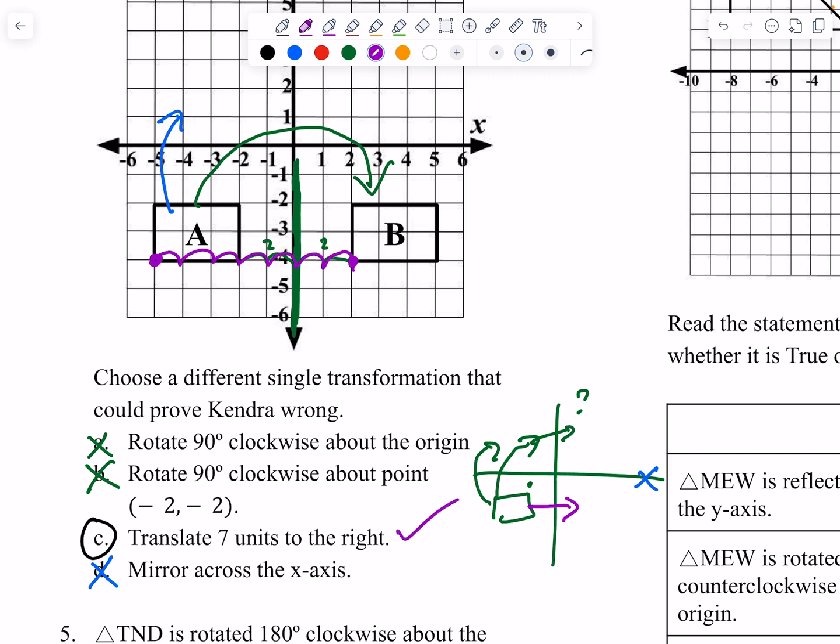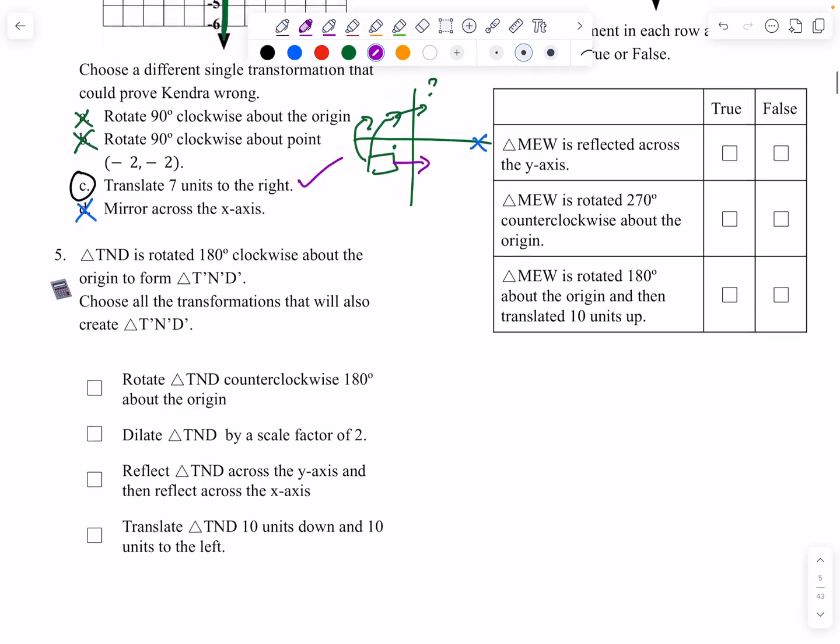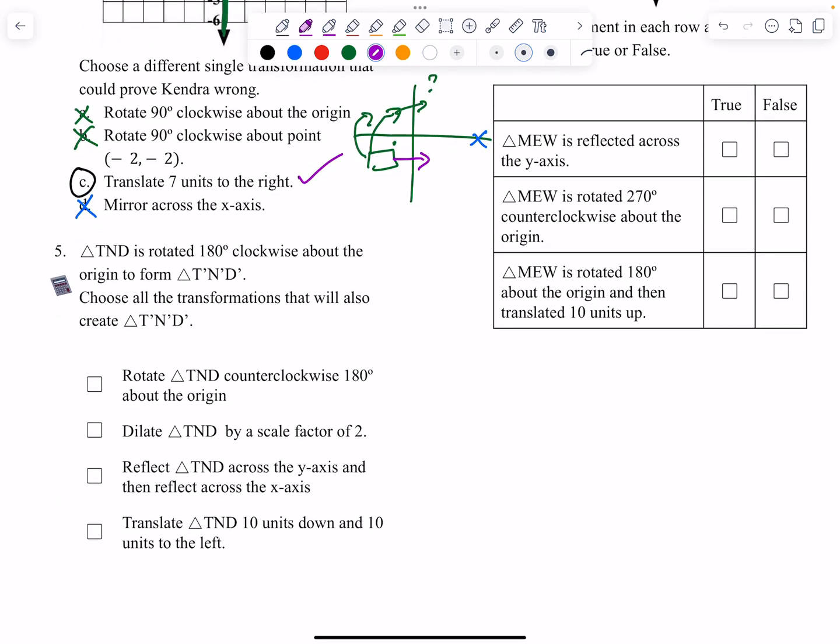So yes, it was 7 to the right. All right, triangle TND is rotated 180 degrees clockwise about the origin. Will form triangle TND prime. Choose all the transformations that will also create TND prime.